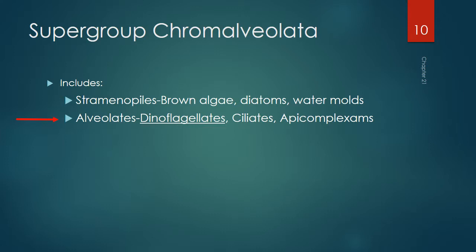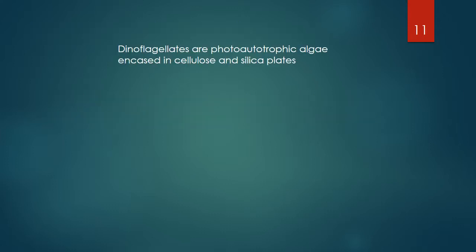Okay, so that was what I wanted to touch on with the stramenopiles. We went through brown algae and diatoms. We're not going to go through water molds. We're going to move on to alveolates, and this includes our dinoflagellates and our ciliates, but we're going to focus on the dinoflagellates. So again, we are still photoautotrophic. Dinoflagellates are photoautotrophic algae, and they're encased in cellulose and silica. So unlike diatoms that are just in silica plates, dinoflagellates also have cellulose.